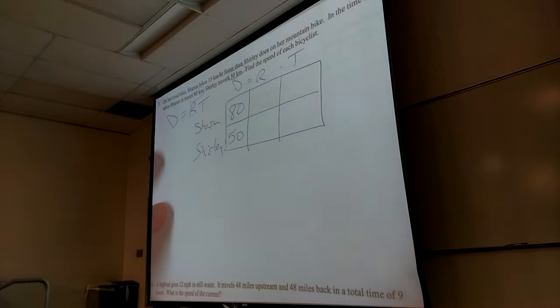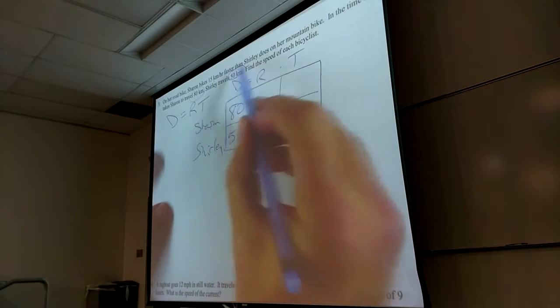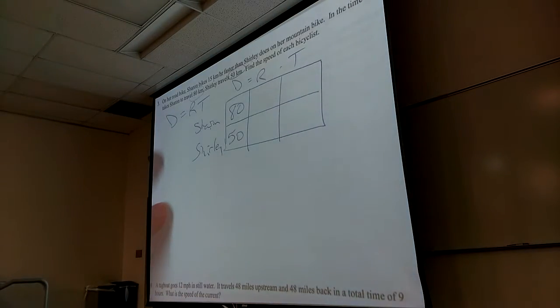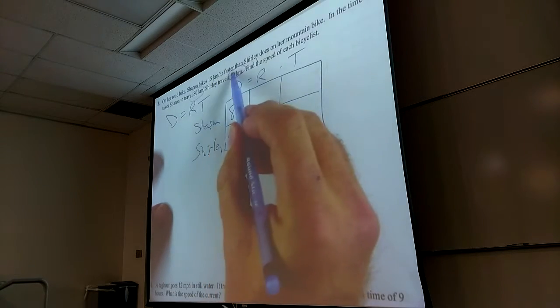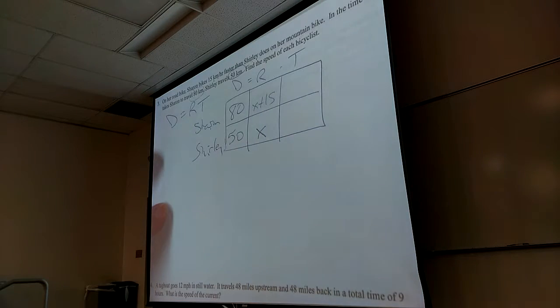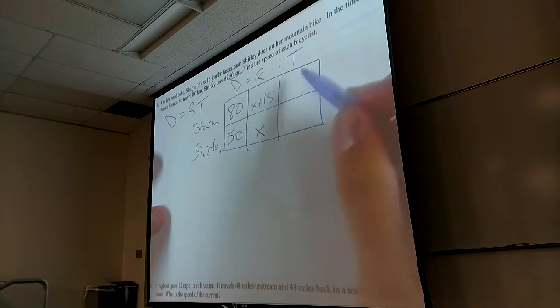Now where does the algebra have to come in? Sharon bikes 15 kilometers an hour faster than Shirley does. So which one of them is going to be just x? Yeah, Shirley. I have to know Shirley first, and then Sharon is 15 faster than that. Now, the key for this to work is to not fill in too many. You're supposed to fill in 4 of them, so you have 2 left open.